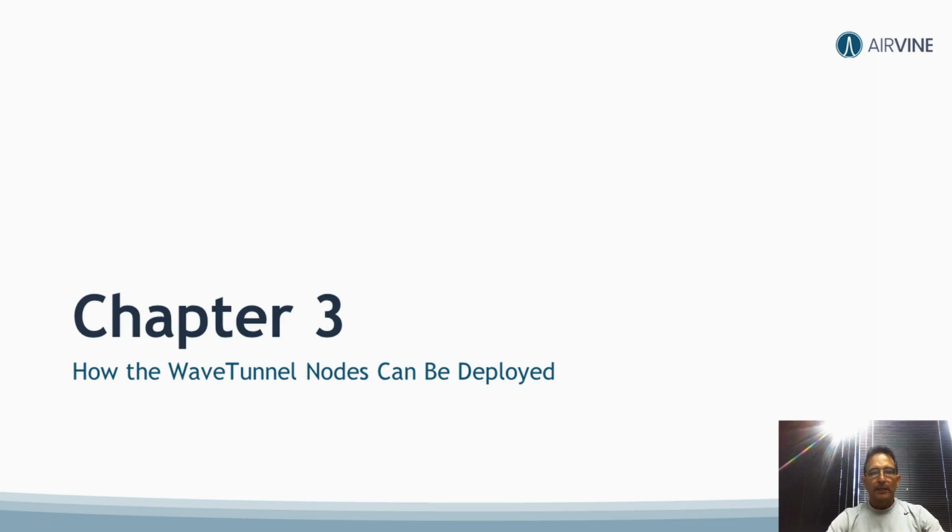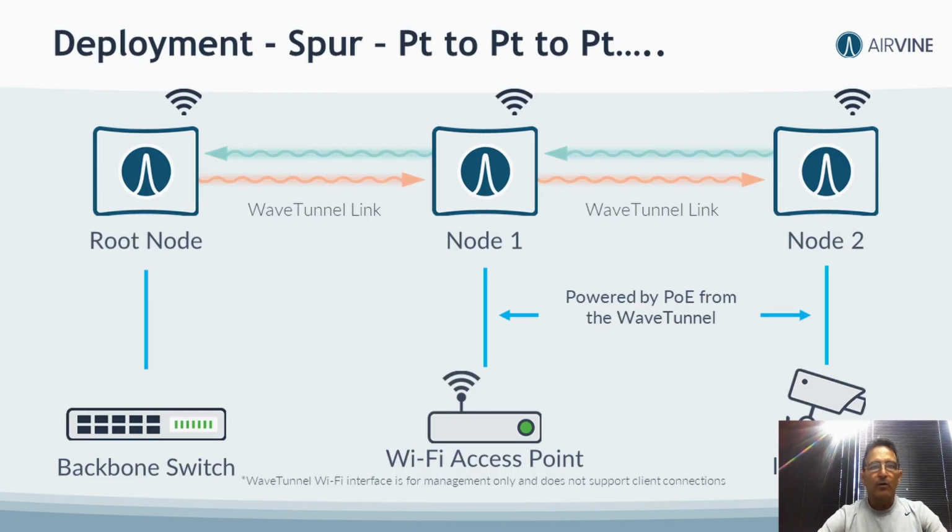deployed. The simplest deployment is what we call a spur, a point to point to point to point to point. And in fact, there's no limit to how many point to point to point nodes, how many nodes you can string out. It's really based on the application tolerance for latency. Each hop is a 2 millisecond latency. If you went five nodes out, you would have 4 hops. That would be 8 milliseconds of latency.